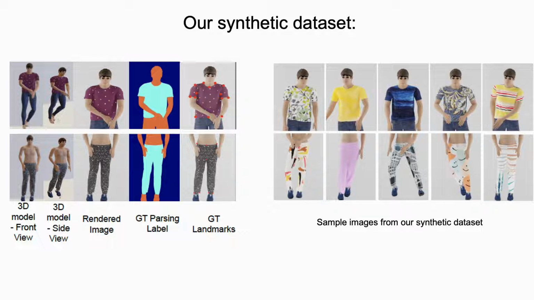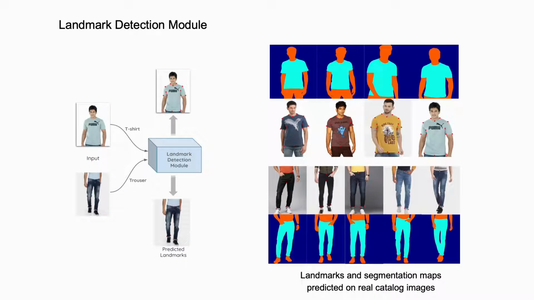For our landmark detection module, we use a multitask learning network to jointly predict landmarks and semantic maps. Although we use both tasks for subsequent stages, we focus on the landmark prediction task, since the texture mapping module is heavily influenced by the pixel-level alignment of the landmarks compared to the semantic maps.